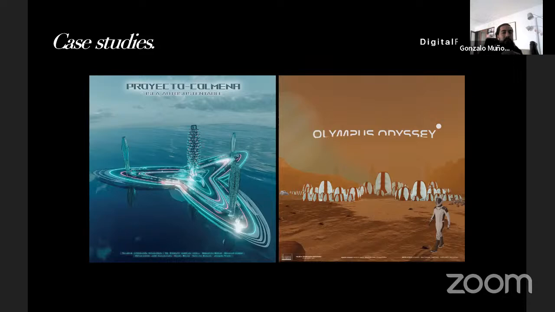They were both made by Jose Nahuelwen, Daniel Rojas, Catalina Zacan, and Joaquin Tejos: Proyecto Colmena, which is a sustainable island. And on the right side is the Olympus Odyssey, designed by Daniela Alvarez, Tajia Carmona, Janice Lopez, Josefa Marti, and Joyce Quesada. Can you go to the next one, please?